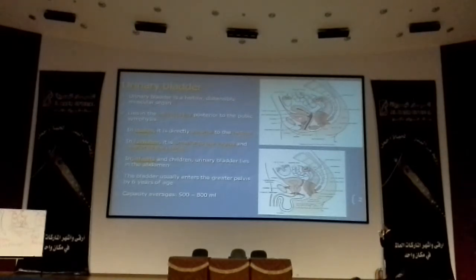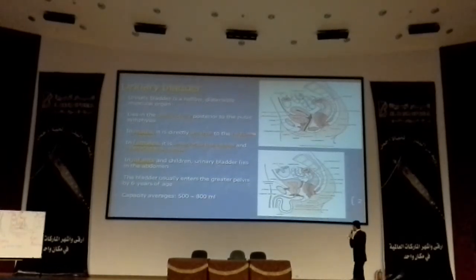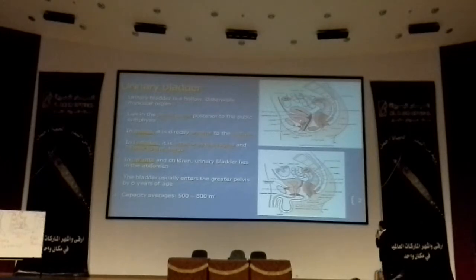Whatever, you have to know that the urinary bladder is considered to be a pelvic organ. It's completely a pelvic organ. And you have to know that in male, it's located anterior to the rectum. You see, this is the rectum and this is the urinary bladder, which is located anterior to the rectum, whereas in female, it's located anterior to the vagina and inferior to the uterus.